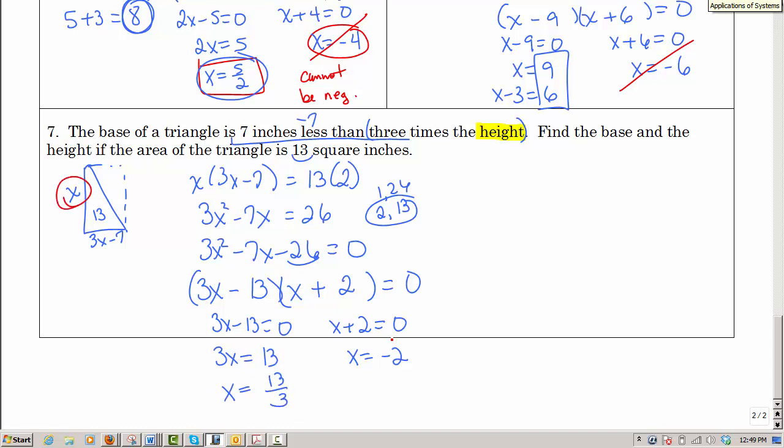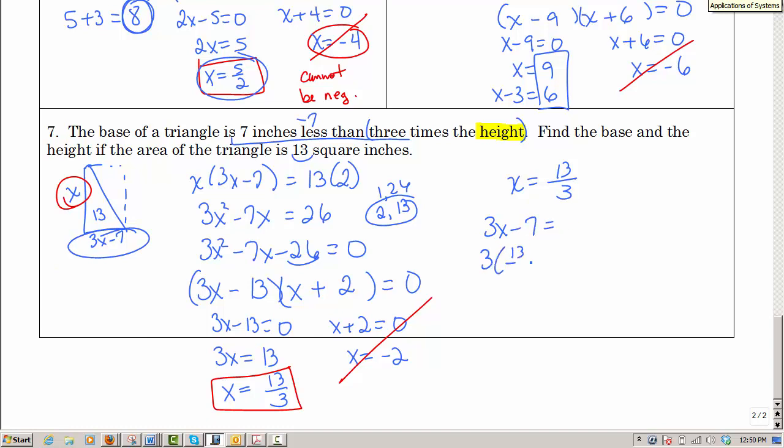Again, x represents a height. Can't be negative. But I can take a positive. So if x is 13 thirds, I need the other dimension. So that's 3 times 13 thirds minus 7. So that's 13 minus 7, which is 6. So our dimensions are 13 thirds by 6.